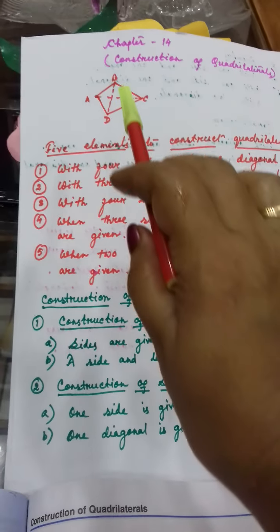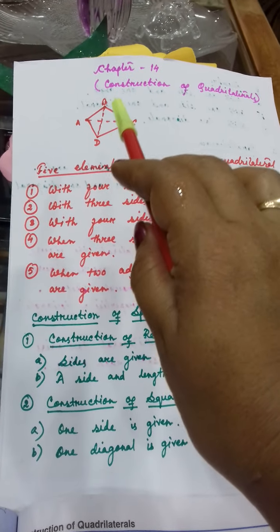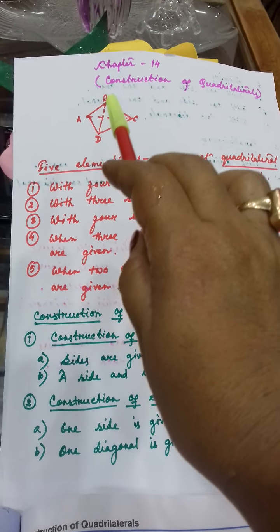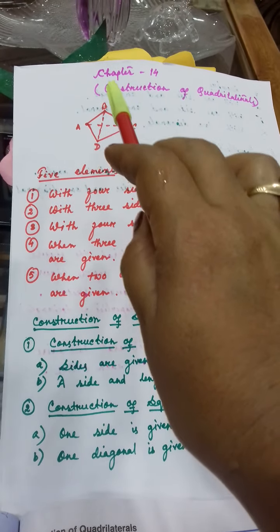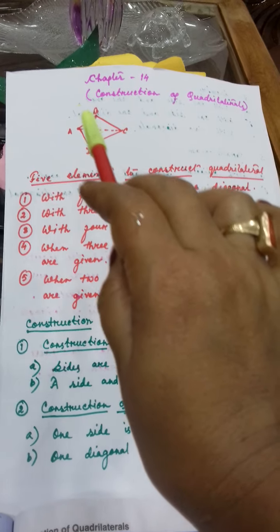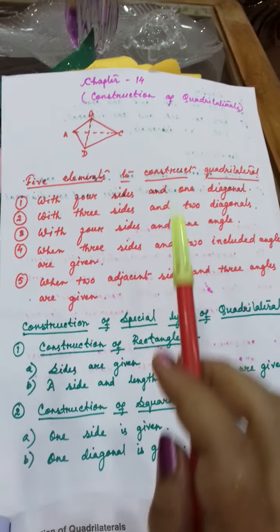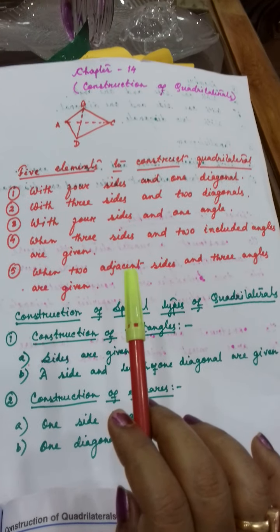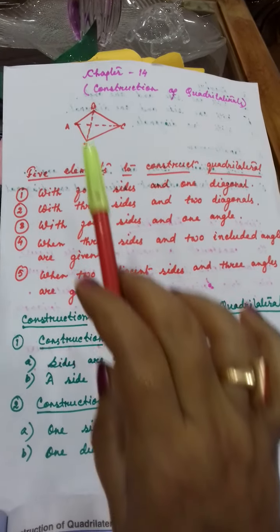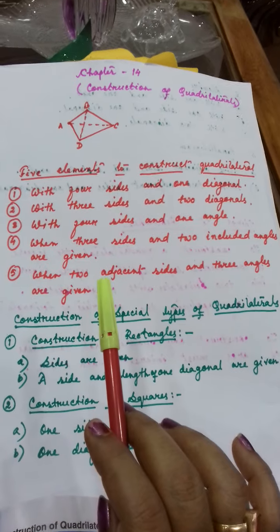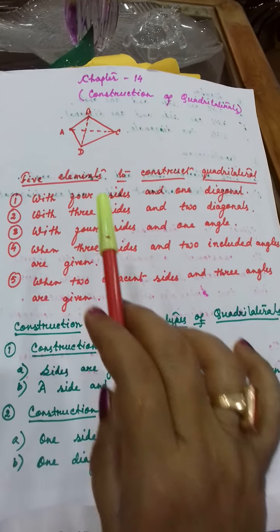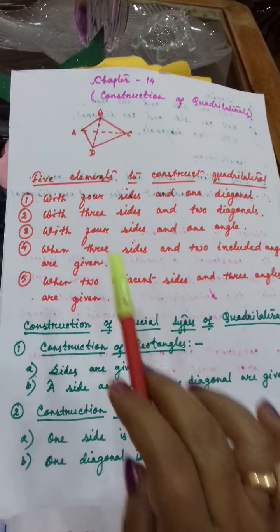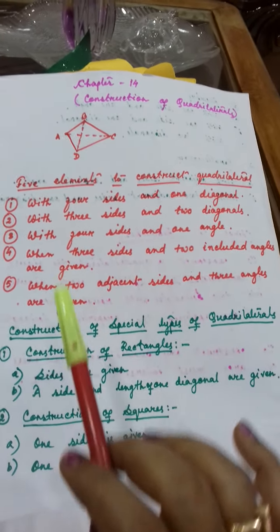Now, all of you know this is a quadrilateral. In a quadrilateral, there are 4 line segments, 4 vertices, and 2 diagonals. So, in total there are 10 parts. Clear? Now, simply you cannot construct the quadrilateral. So, out of these 10 parts, we have considered 5 elements to construct the quadrilateral. Clear? So, these are the 5 elements.